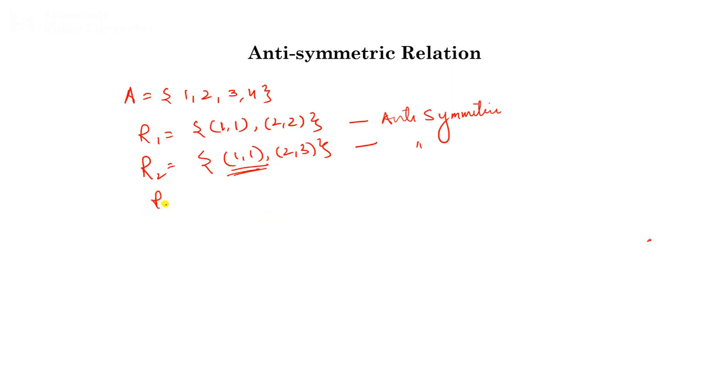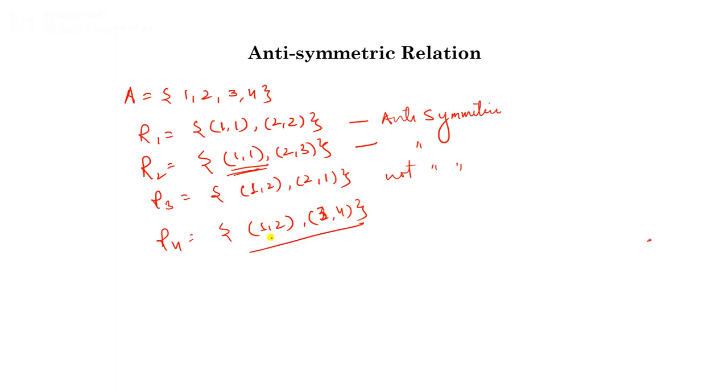Now if I write R3, (1,2) and (2,1), this is not an antisymmetric relation because 1 is related to 2 and 2 is related to 1, but 1 is not equal to 2. So not antisymmetric. If I write R4, (1,2), (1,2), (3,4), (3,4).